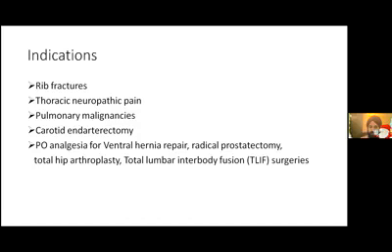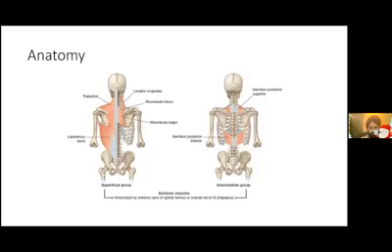Currently, the most common indications where the erector spinae plane block has been used is basically to manage the pain of rib fractures, thoracic neuropathic pain, pulmonary malignancies, breast surgeries, then carotid endarterectomy to provide analgesia during this procedure, and also for post-operative analgesia for various surgical procedures, including ventral hernia repair, radical prostatectomy, total hip arthroplasty, and even lift surgeries. So as we see, it has quite a wide indication these days.